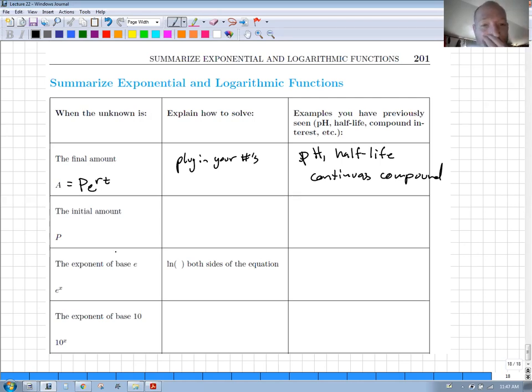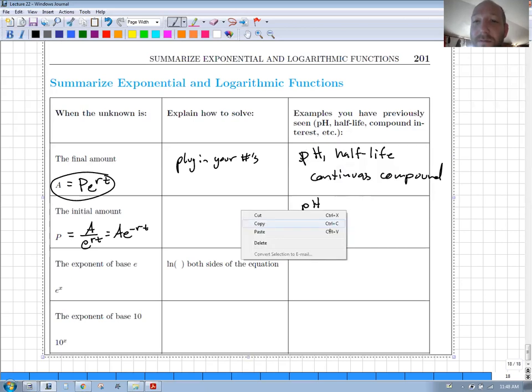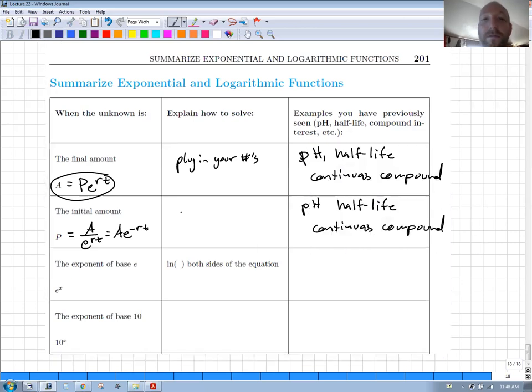When the unknown is the initial amount, we use the same formula here. We'd have to divide both sides by e to the rt, which can be rewritten as e to the negative rt. These you can have the same ones, pH, half-life. So how you solve it, that's how you solve it.